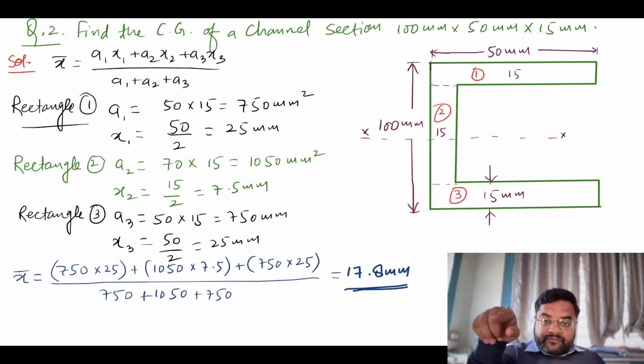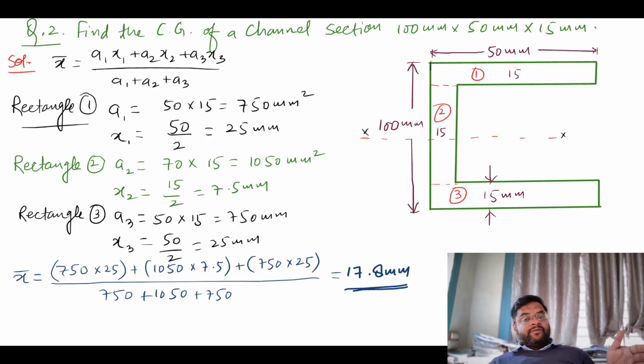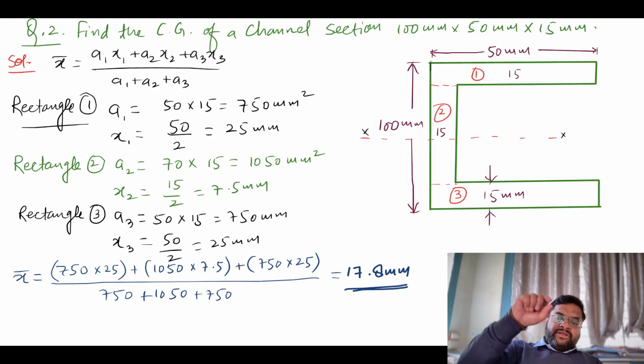The upper rectangle, where 1 is written, is 50 into 15. The center of gravity is found from where? The left line of the figure, because there it is x, not y. So you find it from the left line of the figure. From the left, this length is 50 and divided by 2, this is 25.